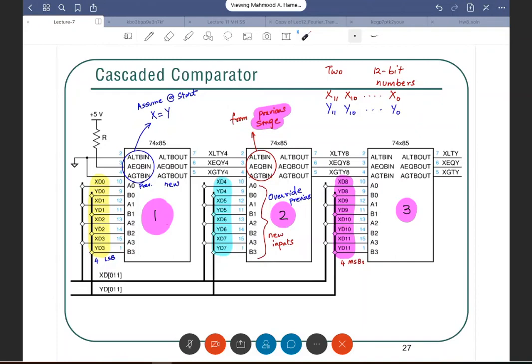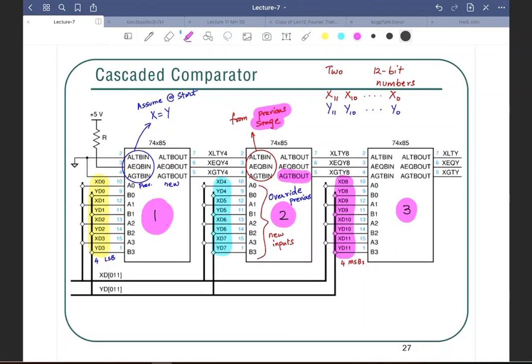There's another question in the chat box, which is, if stage 1 and 3 are equal and stage 2 is not equal, is the output X equal Y? No. If stage 2's output is greater, then the greater output will be active. If this one is active, this one is active. And over here, whether these are equal or not, A greater than B will take effect. You guys see that? Yes, in that case, the output will be the output of the previous stage. So if the most significant stage is equal, then it looks at whether A was less or not from the previous stage.